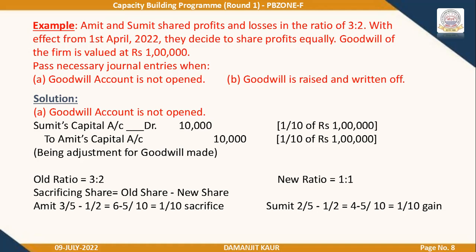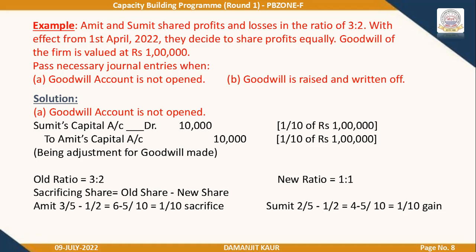I hope it is clear. First method, when goodwill account is not opened, we are to pass the adjustment entry. That is gaining partners' capital account debited to sacrificing partners' capital account with the amount of compensation which they will interchange. And that compensation we are to calculate by multiplying the share of their sacrifice or gain with the full amount of goodwill.